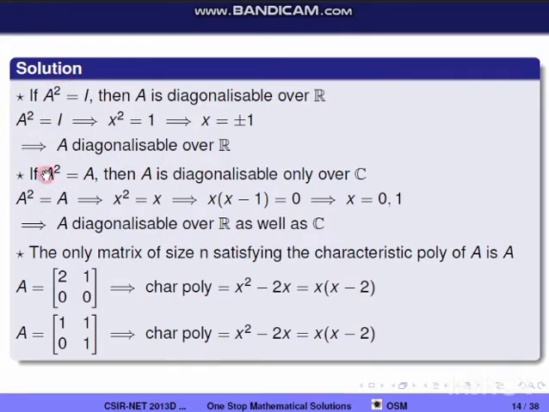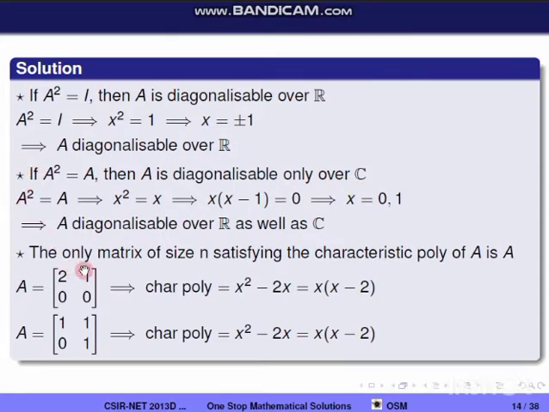Third option, if A square equal to A, then A is diagonalizable only over C. So replace A by x, then we will get x square is equal to x. That is x into x minus 1 is equal to 0. See, we got x is equal to 0, 1. That is, the roots of the characteristic polynomial are eigenvalues. So 0 and 1 are the eigenvalues and they are distinct. So A is diagonalizable over R as well as C. Here they have only told that A is diagonalizable only over C. So this option is wrong.